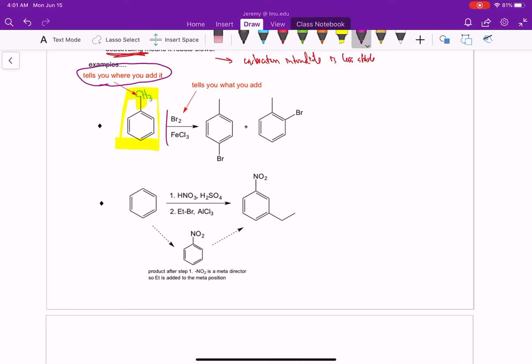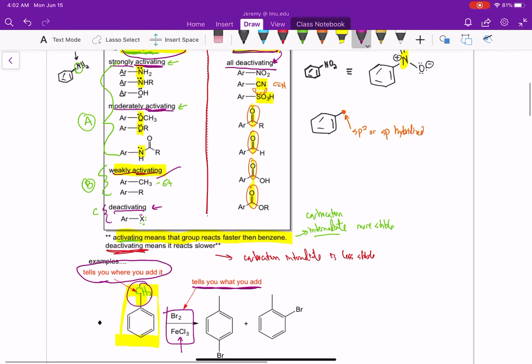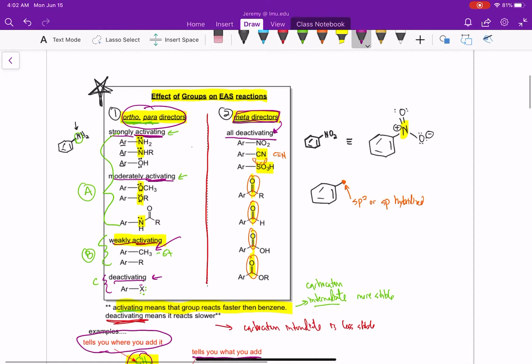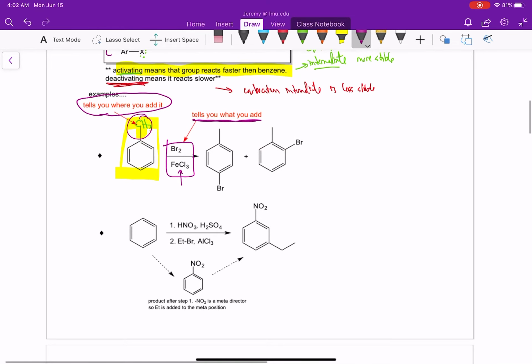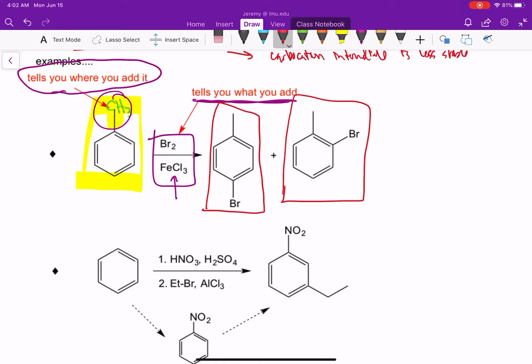And that's important because this is going to tell you where you add your group. Okay? The reagents are always going to tell you what you add. So when we have Br2 and FeCl3, we know we're going to add a bromine. Where do we add the bromine? The methyl will tell us. So if we go back and look at our table, a methyl is an ortho para director. So that means in this reaction, we're going to be adding a bromine to the para position and to the ortho position.